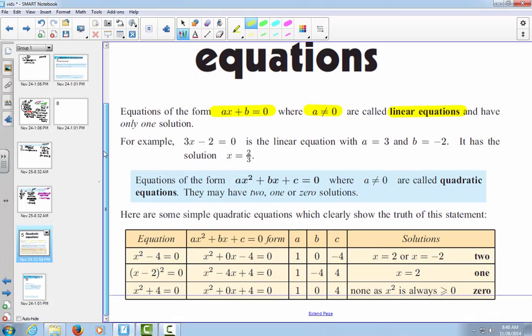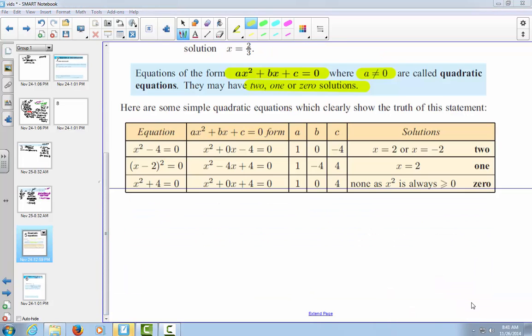So 3x minus 2, we can solve for x easily if we know what a and b are in any case. Moving a step further, we have this. This is a quadratic. It's an equation of the form ax squared plus bx plus c equals 0, where a does not equal 0. This is a quadratic equation, as I just said. And the interesting thing here is there are 2, 1, or 0 solutions. Now, how is this possible? Well, we'll move this up. They've got a wonderful little chart in the textbook.